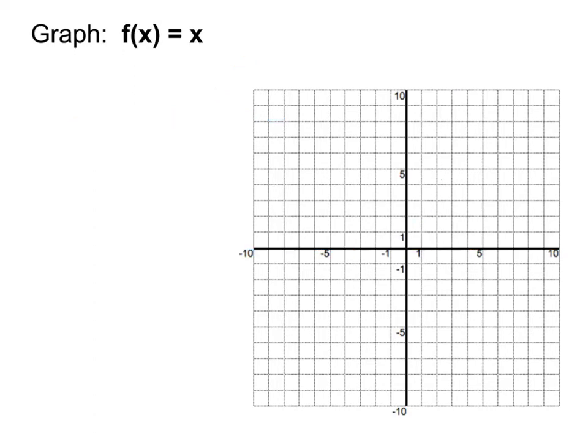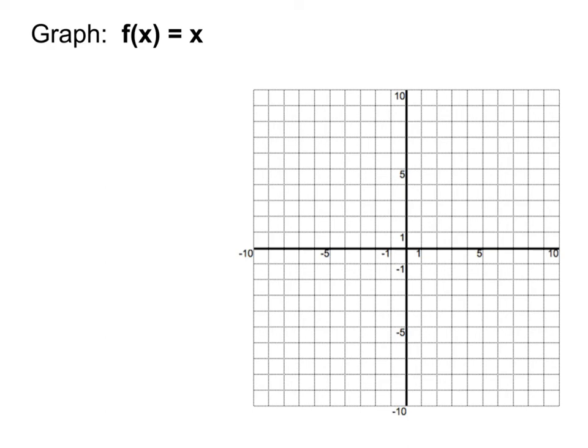All right, and then for this final equation, we got f of x equals x. Now we've been saying y equals, we've been saying f of x equals. Remember, they mean the same thing. So when I say f of x equals x, that is the same thing as saying y equals x in terms of our graphing part here. But how do we graph that?